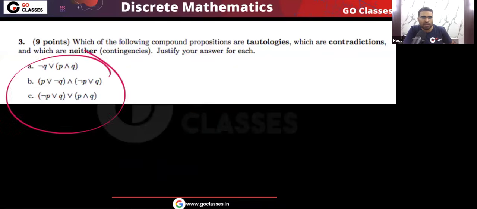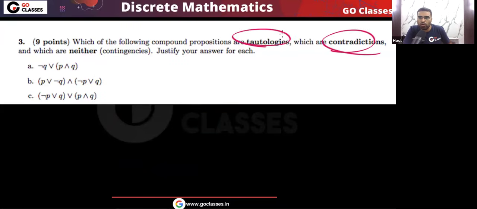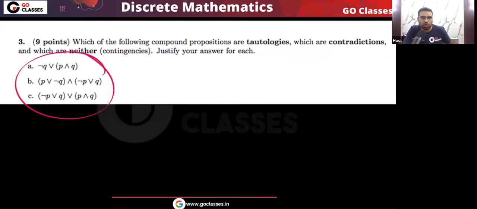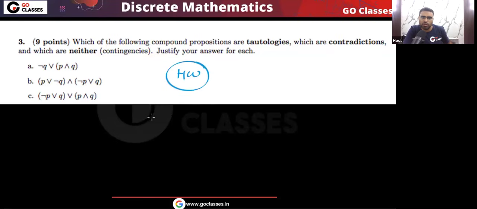This question I can give you as homework. You need to find out whether these expressions are tautology, contradiction, or neither, and neither means contingency. Please put a comment: what is option A, option B, option C? Is it tautology, contradiction, or contingency? Solve this question with the help of the by case method.